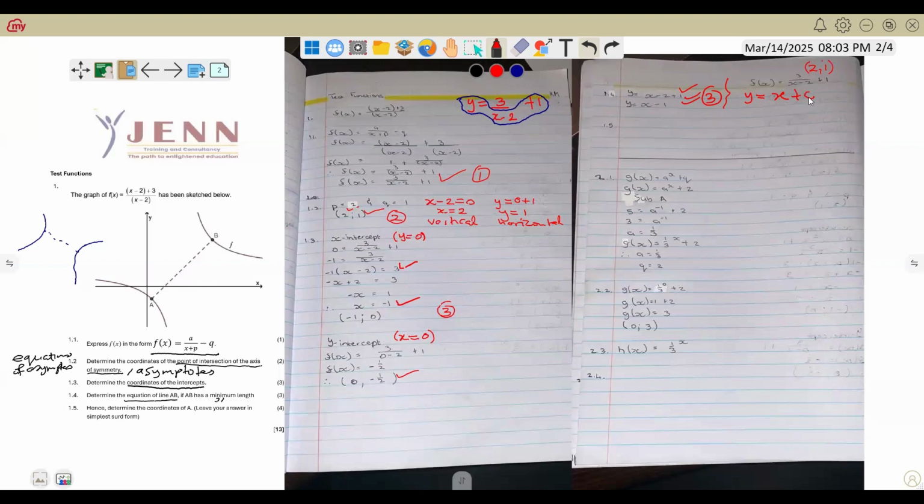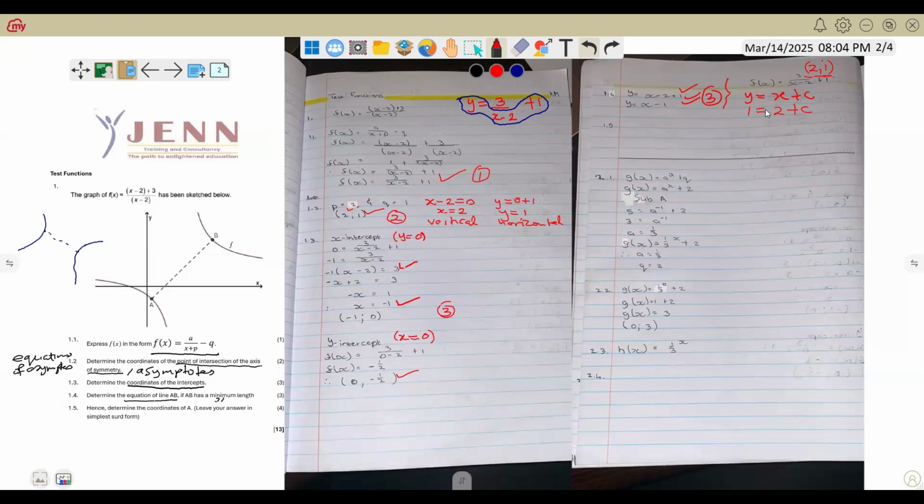Then we want to calculate c. So it means where there is x, we are going to substitute what? Take note of the coordinates. Where we have x, we're going to substitute 2. And where there is y, we substitute 1. So it's going to be 1 equal to 2 plus c. Are you seeing that?